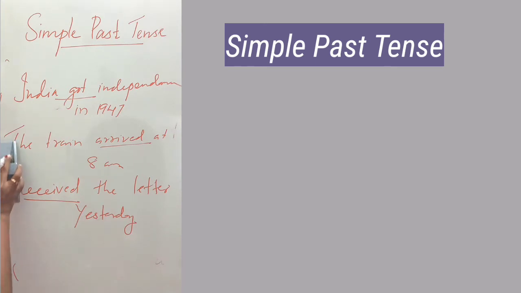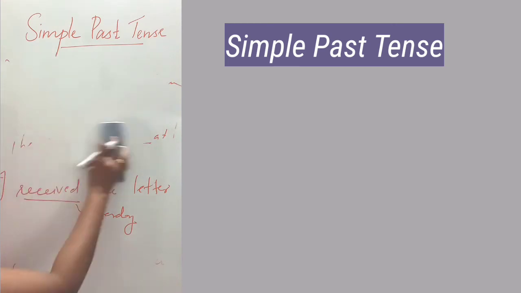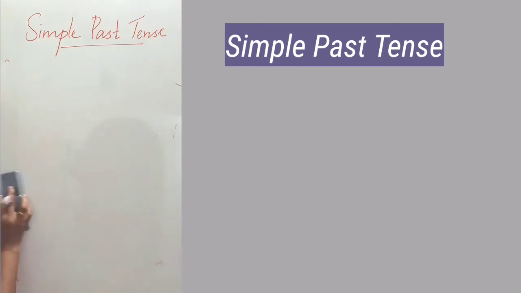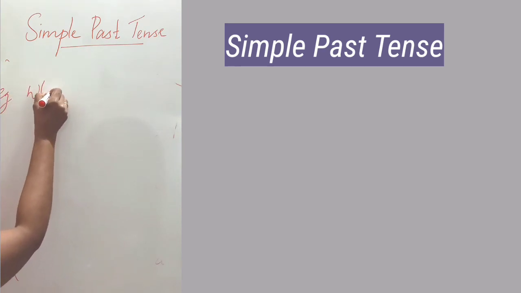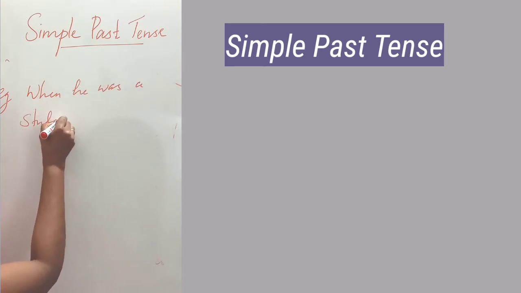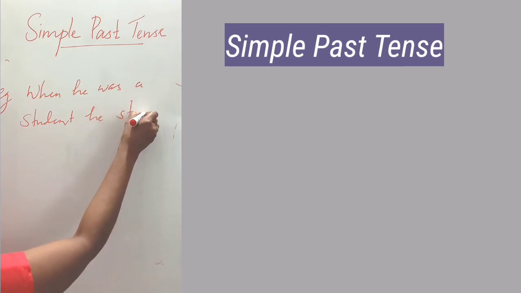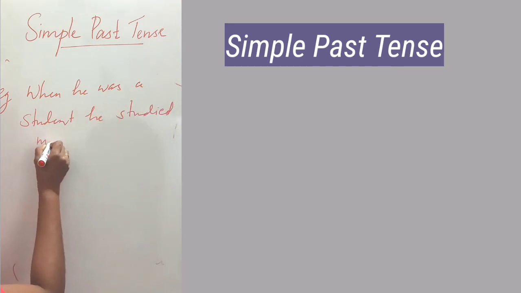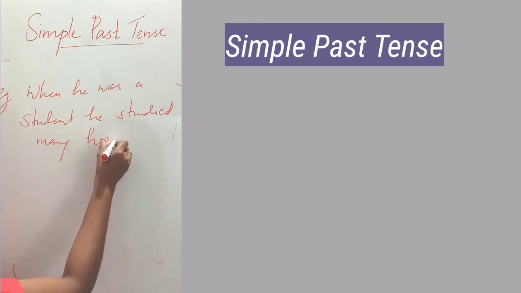Then, second occasion. Simple past tense is used to express a repeated habitual action of the past. When he was a student, he studied many hours a day. When he was a student, he studied many hours.